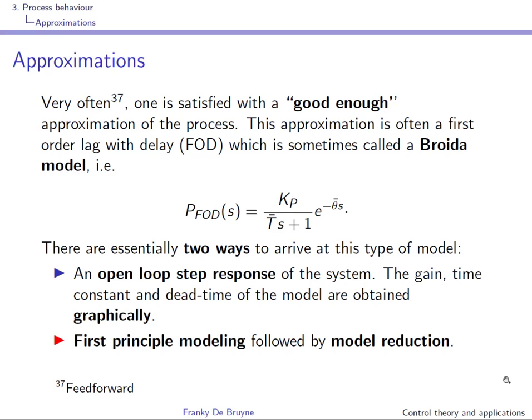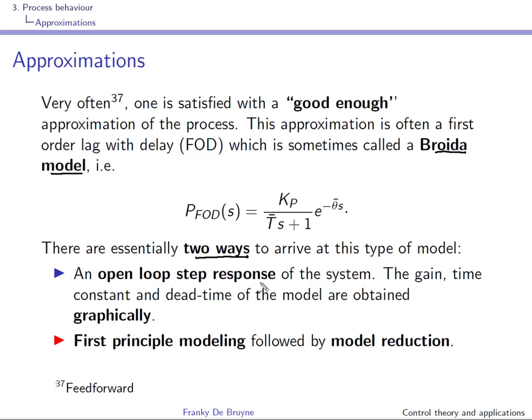Very often, to design an internal model controller, a predictive PID, a Smith predictor, or to obtain a feed-forward law, we are satisfied with a good enough approximation of the process. And often this approximation involves a Broida model. A Broida model is a simple model with one time constant, a static gain of course, and a delay in the system. Right, so there are essentially two ways to arrive at this type of model.